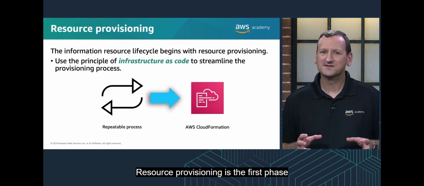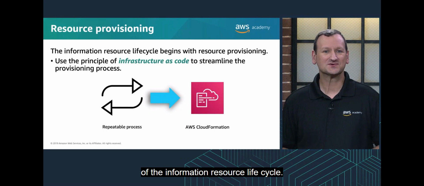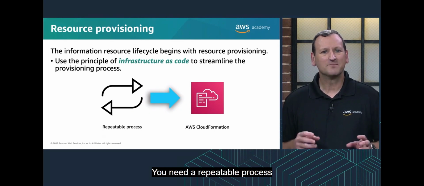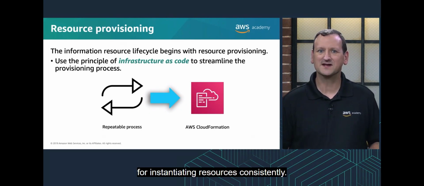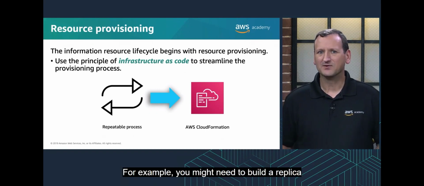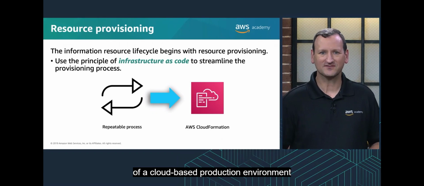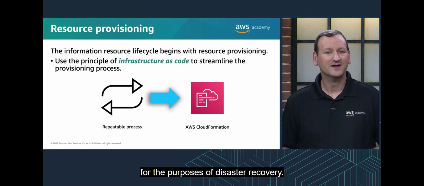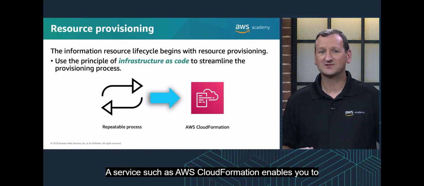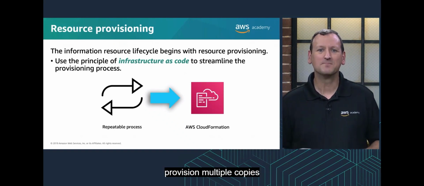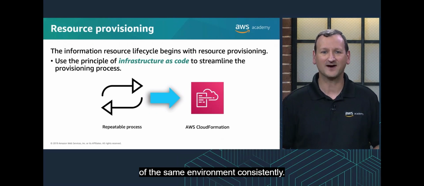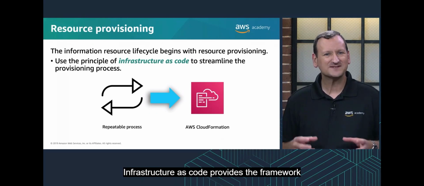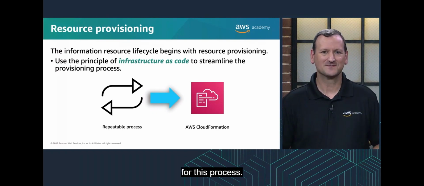Resource provisioning is the first phase of the information resource lifecycle. You need a repeatable process for instantiating resources consistently. For example, you might need to build a replica of a cloud-based production environment in a different location for the purposes of disaster recovery. A service such as AWS CloudFormation enables you to provision multiple copies of the same environment consistently. Infrastructure as code provides the framework for this process.